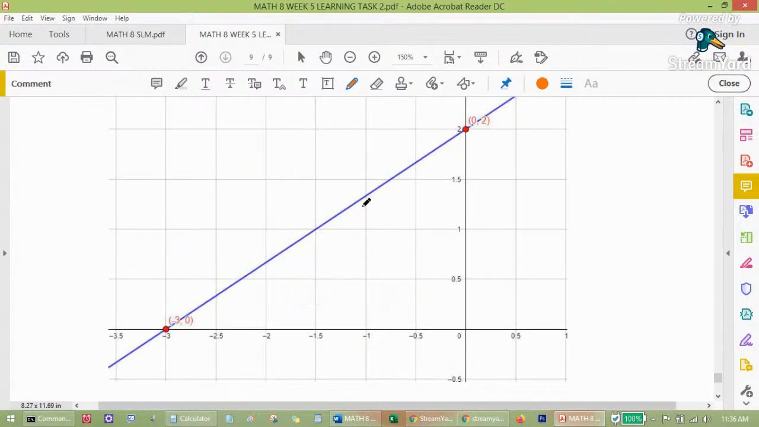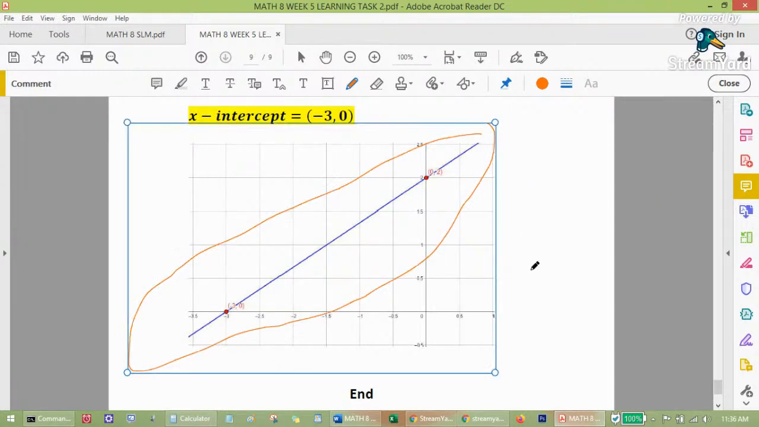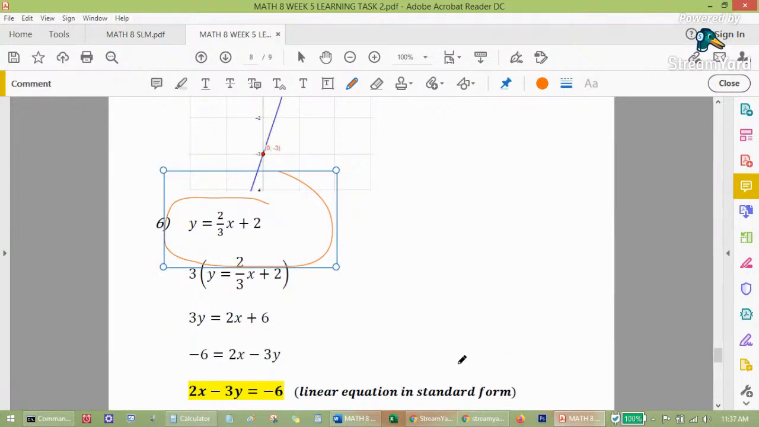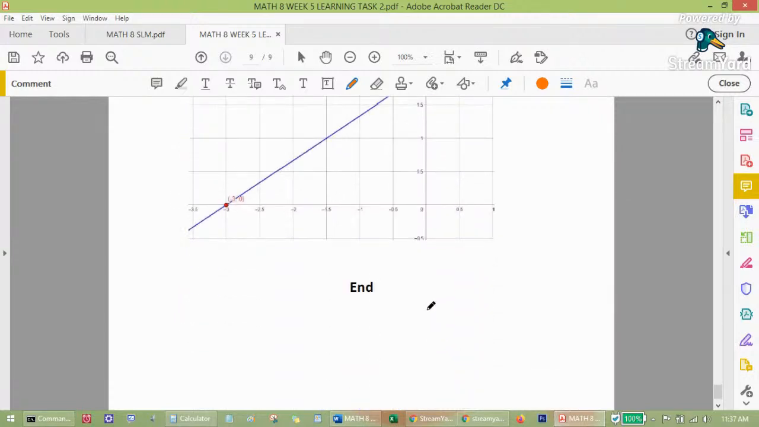Okay, so yun yung dalawang point. Kapag kinonect natin yung dalawang point, this is now the graph for number 6. Okay, so that's the end. That's all.